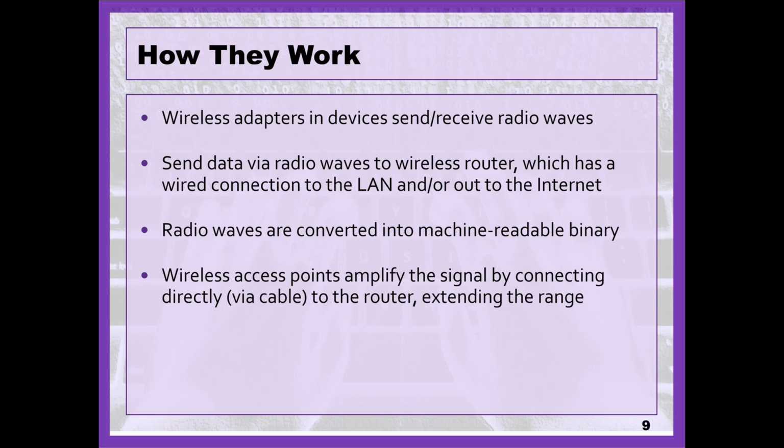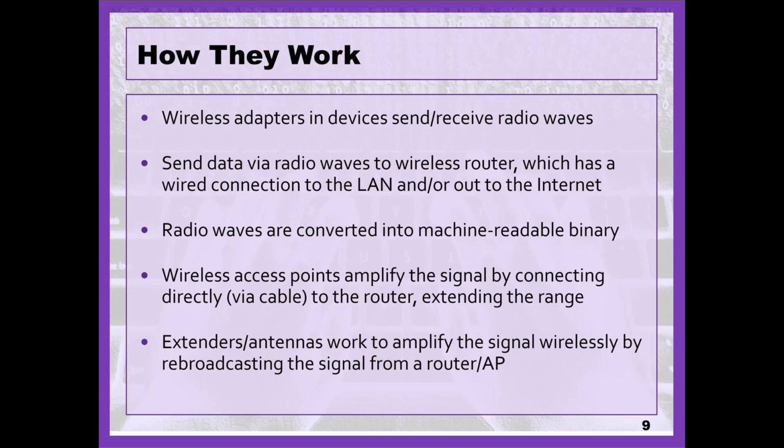Along the way, the signal may come into contact with other devices. A wireless access point is a common type of device that is used in creating a wireless network. They amplify and extend the signal from a wireless router by being directly connected via a cable to the router. On the other hand, wireless extenders amplify the signal by intercepting the signal wirelessly from the router or access point and then rebroadcasting the signal to cover a larger area.